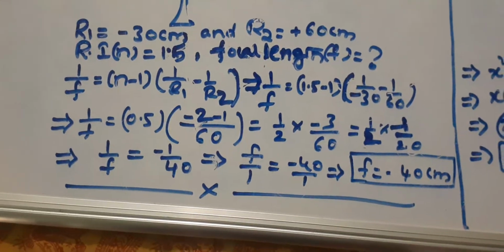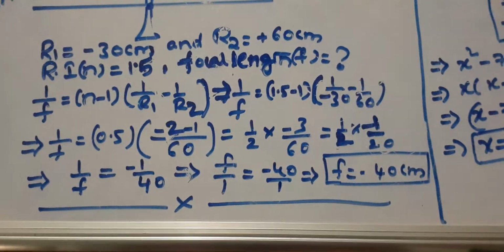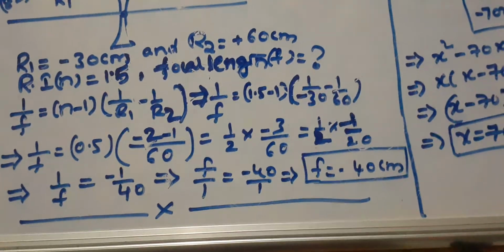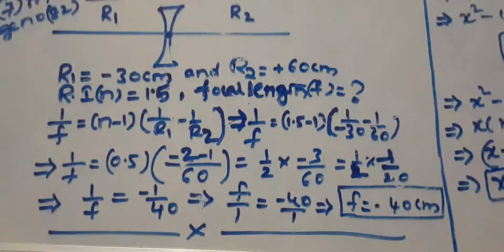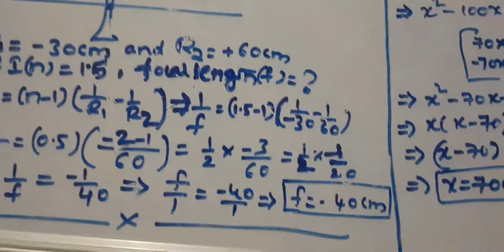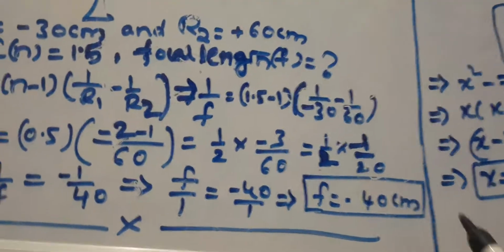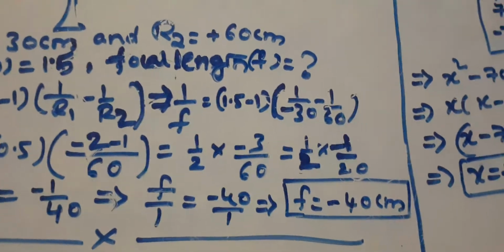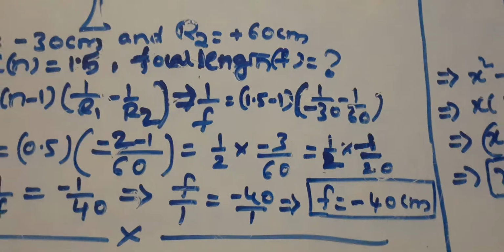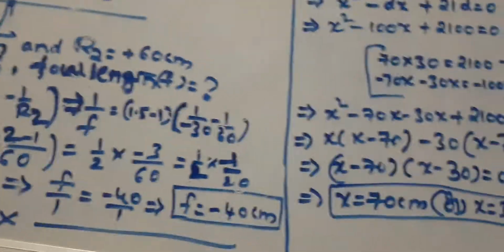But we want focal length f, that is why 1 by f is written as f by 1. This will be equal to minus 40 by 1, which is equal to minus 40 centimeter, students. So the focal length for the concave lens is minus 40 centimeter. From sign convention also, the focal length for a concave lens is negative, minus 40 centimeter.